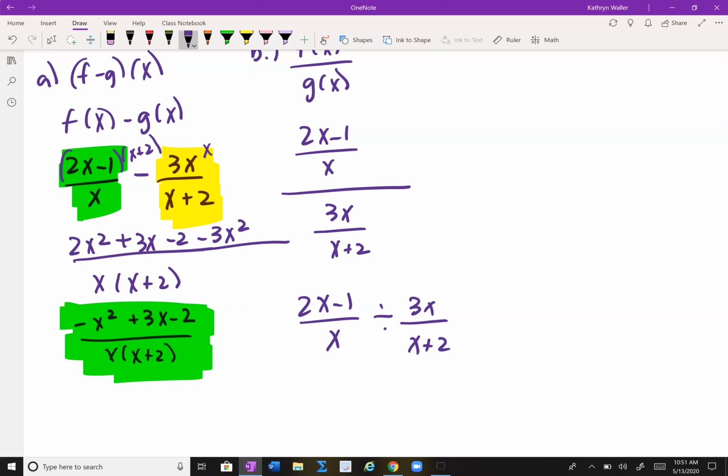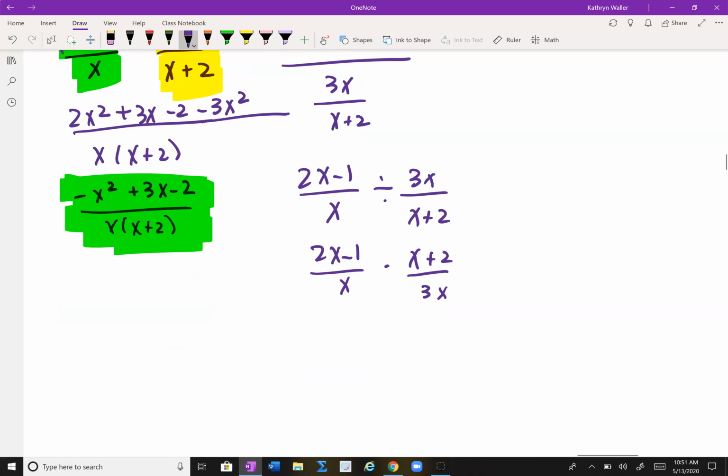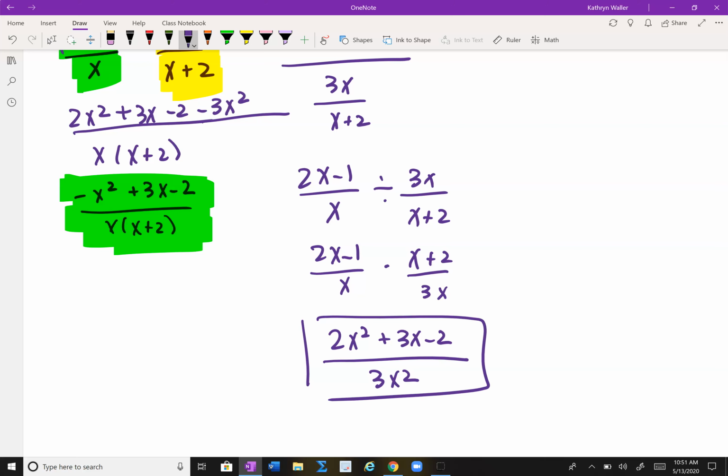One mistake that people make is they'll cancel their x's right now, but this is a division problem, so you cannot do that. So you make it a multiplication and flip it, and then cancel if something cancels and it doesn't. So if they want this simplified, let's FOIL it. So it's 2x to the second plus 4x minus 1x is plus 3x minus 2 over 3x squared. And none of the x's cancel because this guy doesn't have an x.